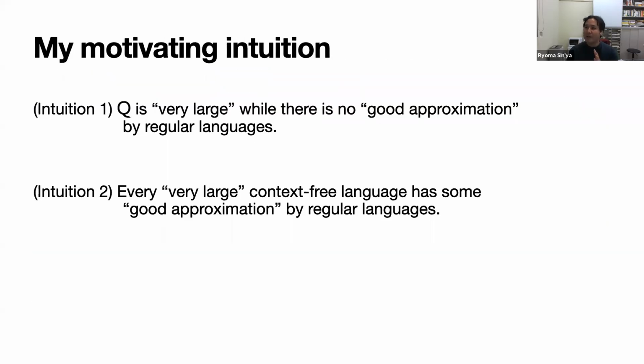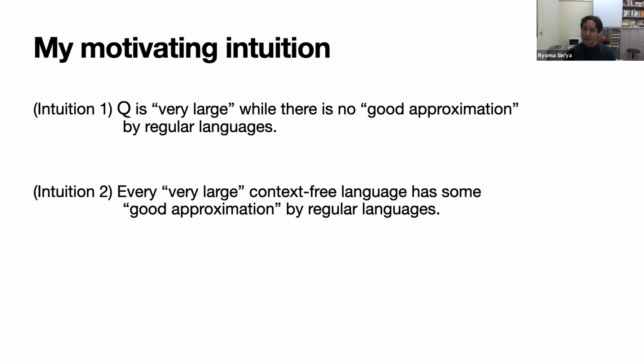So after studying several known properties of primitive words, I got some intuition like this. Of course, this is just an intuition. It's not a formal statement. So later I will give a formal statement of these two intuitions. The first one is that the set of primitive words Q is very large, but there is no good approximation by regular languages. We cannot have any good approximation for primitive words.